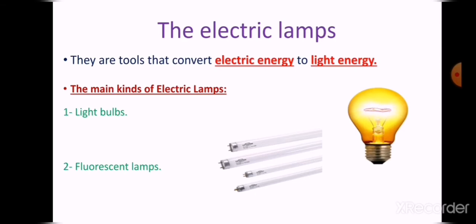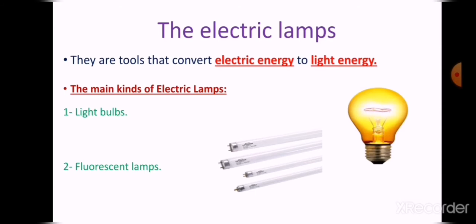What is the definition, or what is the meaning of electric lamps? Electric lamps are tools that convert electric energy into light energy. Convert what into what? So the electric lamp converts the electric energy into light energy. So the tools that convert electric energy into light energy are called electric lamps.